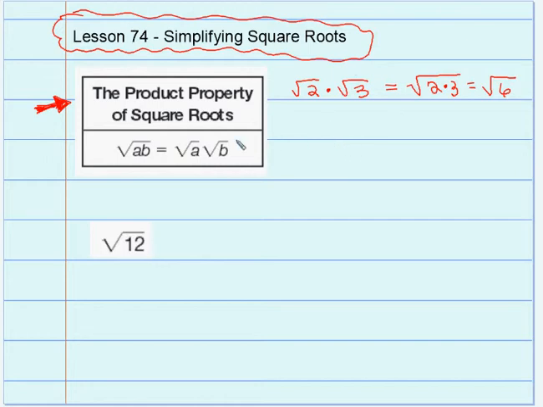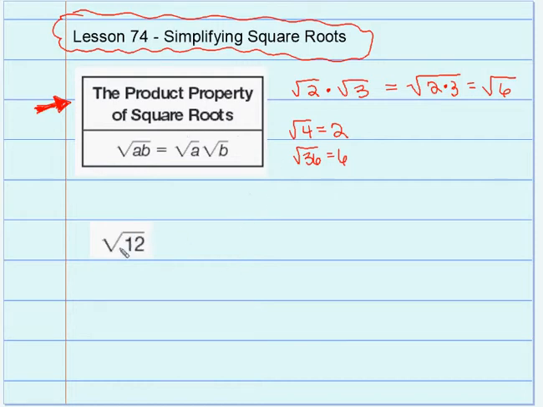of 3. But where this really becomes handy is when you have perfect squares, because I can simplify those perfect squares. If I have the square root of 4, I know that that's 2. If I have the square root of 36, I know that that is 6. And so I can use that information to help simplify square roots.